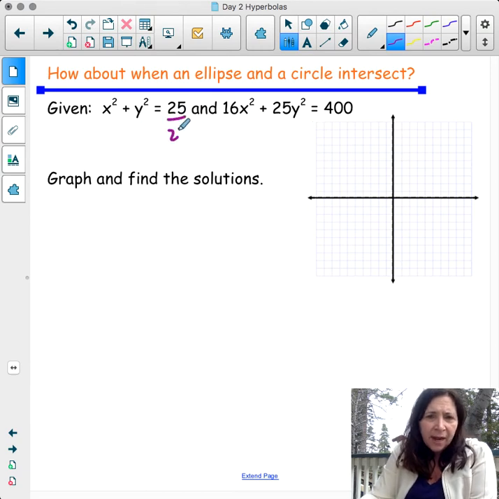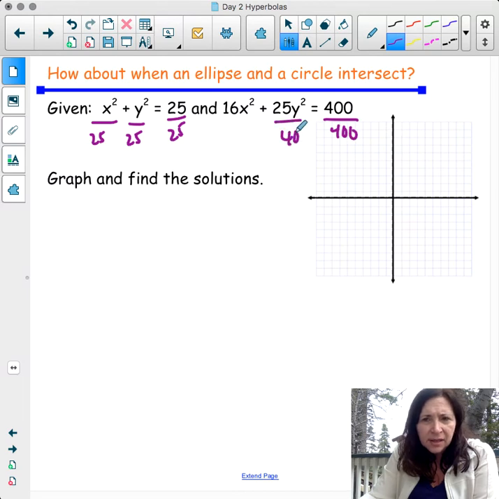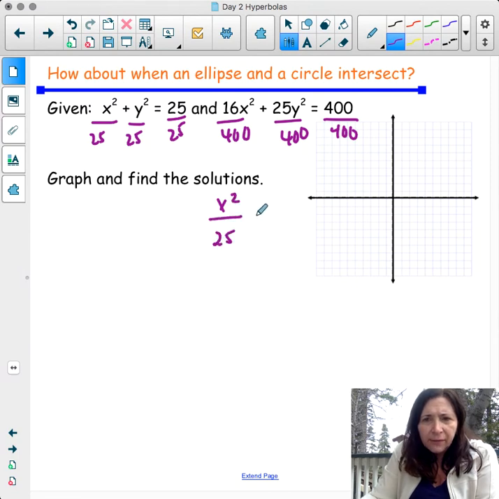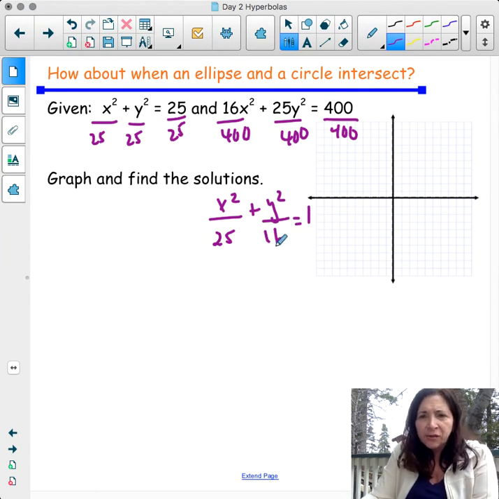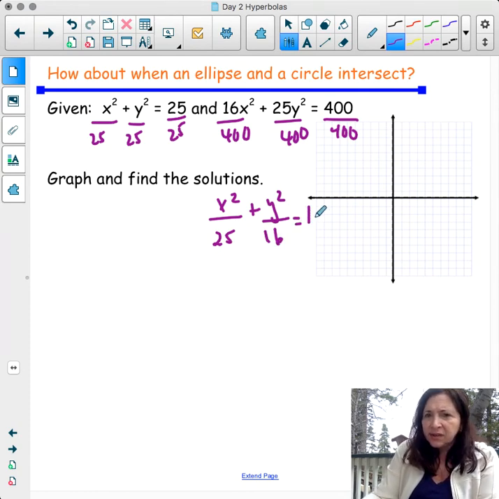This, if I were to divide out 25, see that? And these are the same value, that makes it a circle. But when I divide out the 400 on both sides, see there? That's going to be x squared over 25 plus y squared over 16 is equal to 1. See how my denominators are different? That means that that's an ellipse, whereas this is a circle because the denominators are the same.